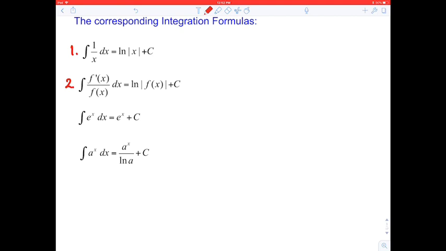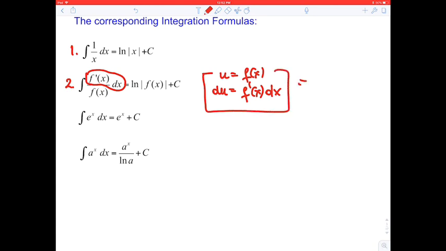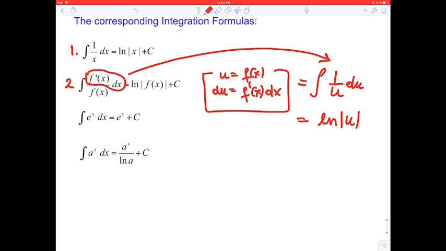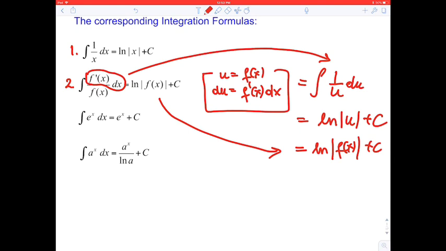Because if I have this function, I can let u be f of x, and du is simply f prime of x dx. We can see this is part of the integrand, and my integral will be simply 1 over u du. Then the integral of 1 over u du, of course, is ln of u plus the constant of integration, and u was the function from the denominator.